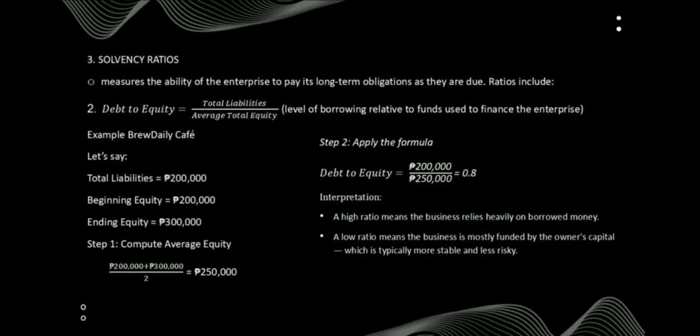A high ratio means the business relies heavily on borrowed money, while low ratio means the business is mostly funded by the owner's capital. In the case of Brew Daily Cafe, they have debt to equity ratio of 0.8, which means they borrowed 0.80 pesos for every 1 peso of owner's capital.